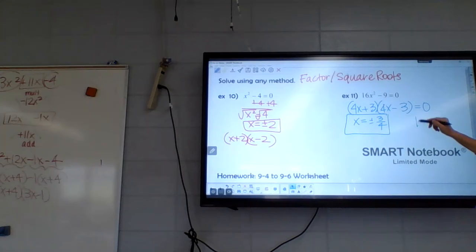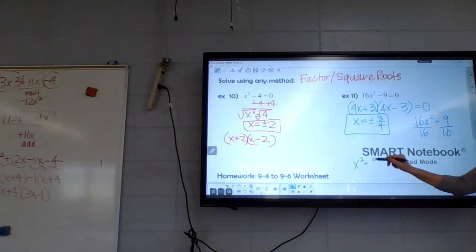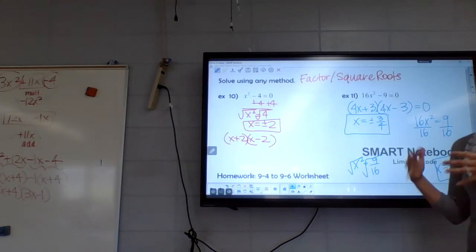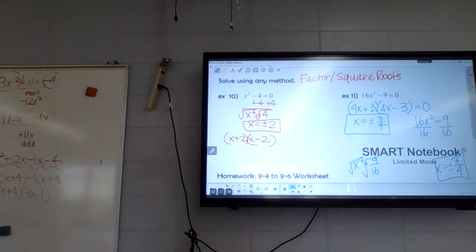Otherwise, if you did it with square roots, you move that 9 over, divide by 16, and so I have x squared equals 9 over 16. When I take the square root of each side, it's the square root of 9 and the square root of 16, so the square roots of those are just 3 and 4. So either method is fine with me, I don't have a preference. Okay?